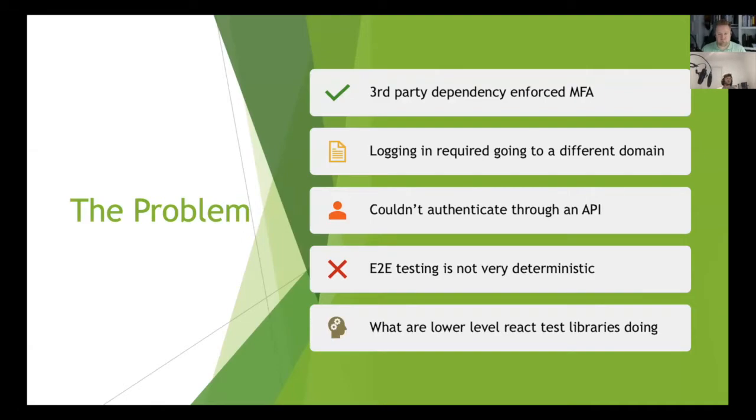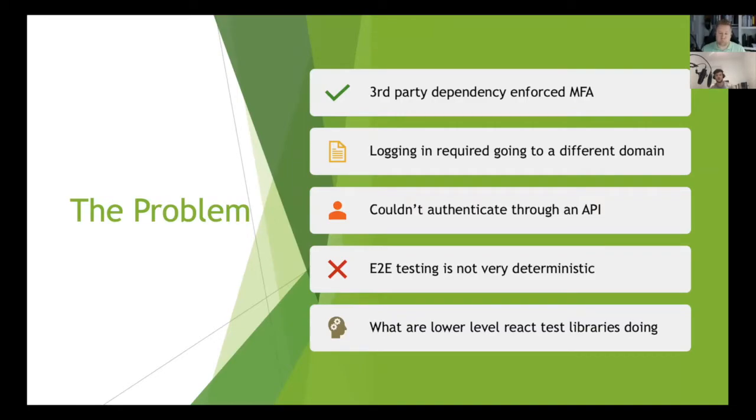Now you could do something around MFA with automation. We could go and get the code from an email or send the code to a phone. But all of this adds new points of failure, which I wasn't really keen on doing, as well as massively slowing down the tests running. In addition to that, logging into a different domain isn't really supported by Cypress currently. It would have been a blocker for us using Cypress. And to make matters worse, we couldn't authenticate through an API. So not ideal.